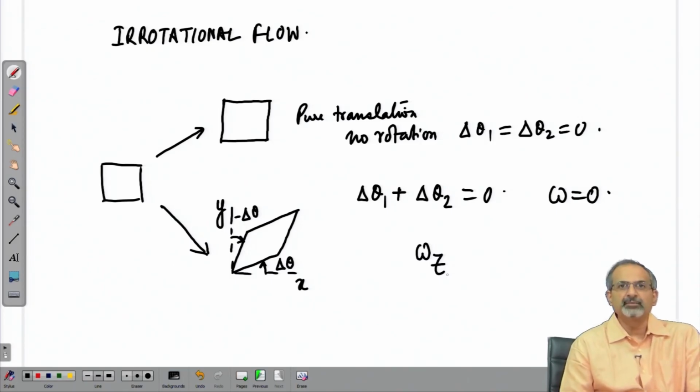So, when you have a 3-dimensional element moving in a 3-dimensional flow field, in principle for rotational flows all three components omega x, omega y, omega z may exist, while for irrotational flow even in a 3-dimensional flow field you have to ensure that all the components are identically 0.